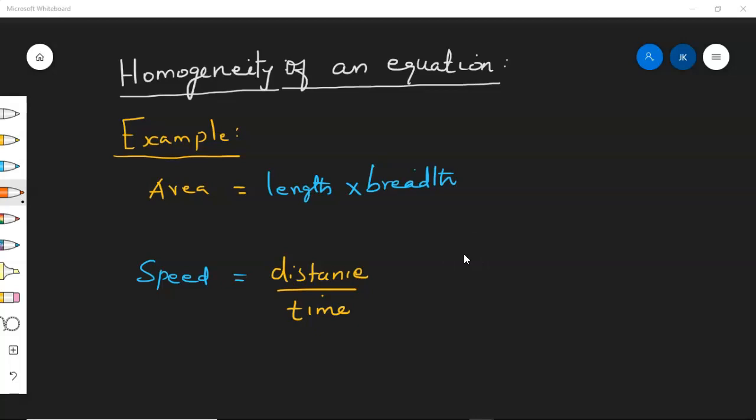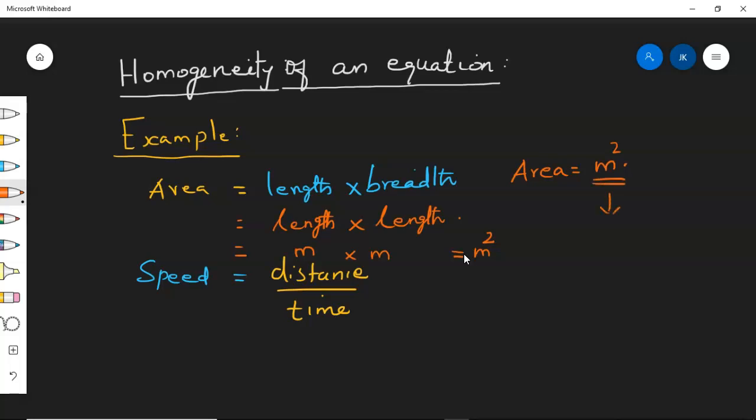These other units are called derived units. Example: area, length into breadth. It can be written like this: length multiplied by length. It is the base quantity. What is the unit of length? Meter. Meter. Meter square. So the unit of area is meter square. As we are deriving this unit from the basic quantity, area is known as a derived quantity and meter square is known as a derived unit.